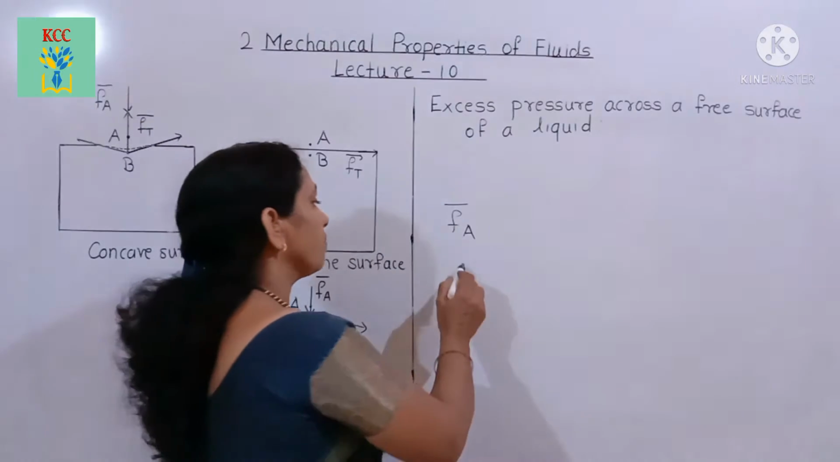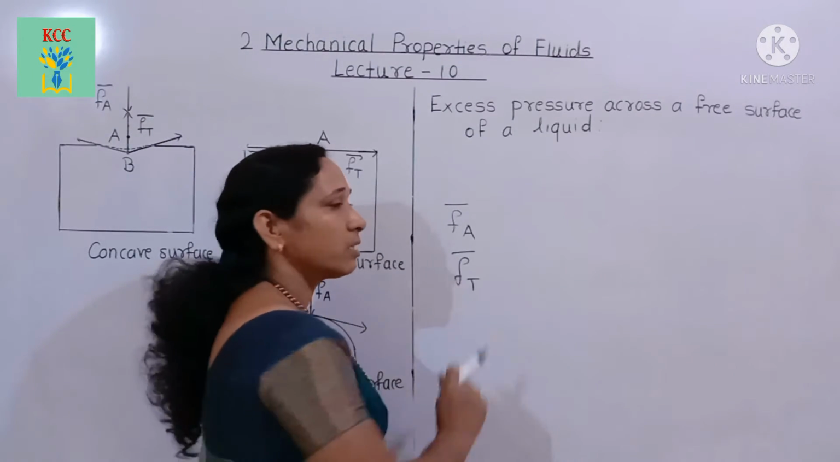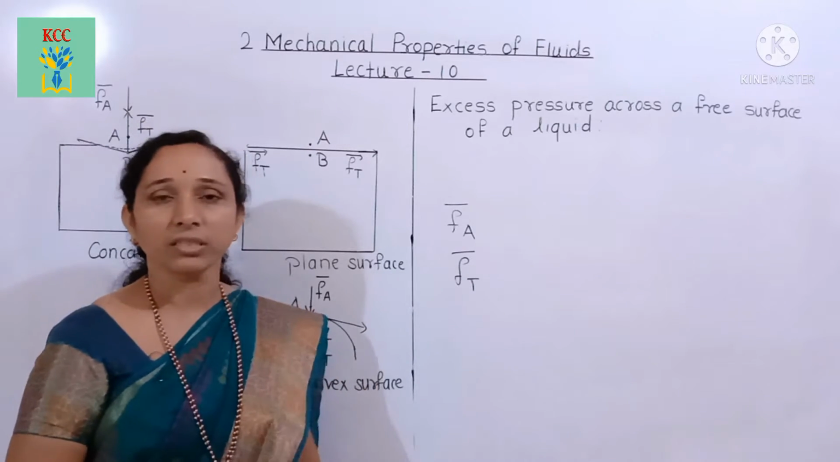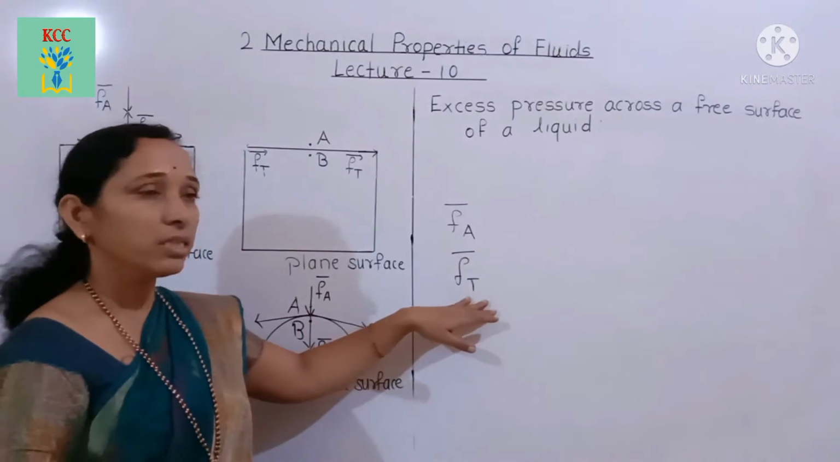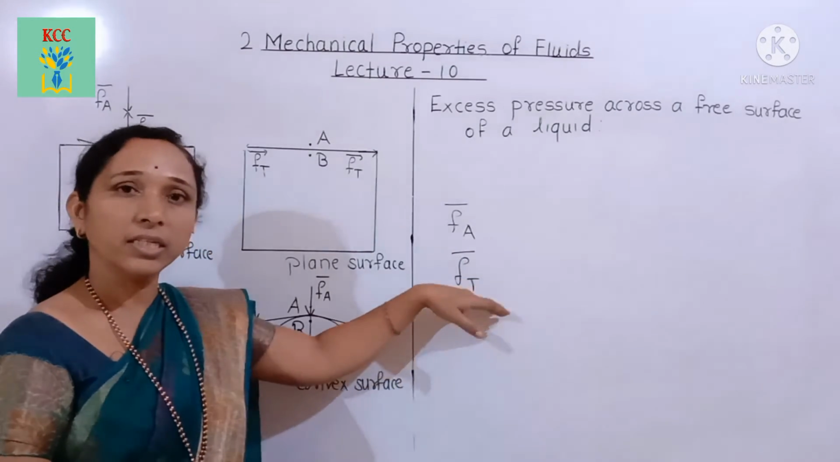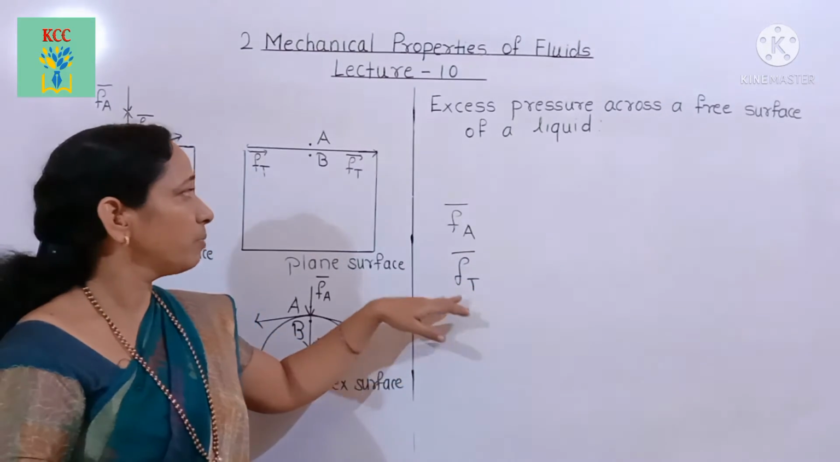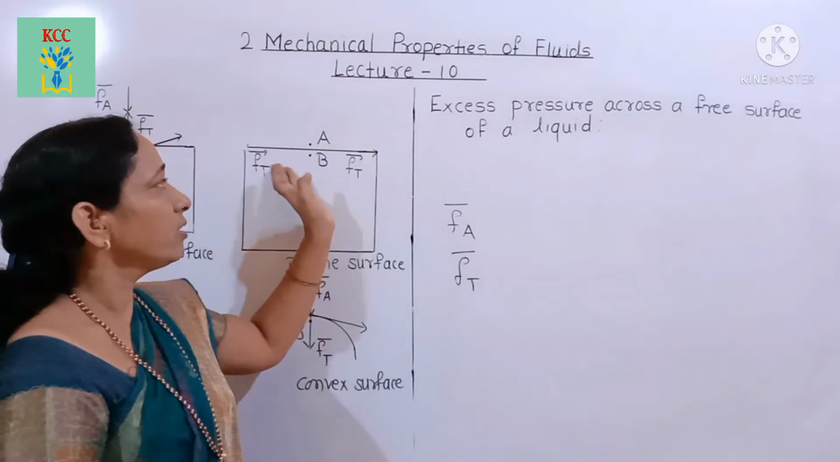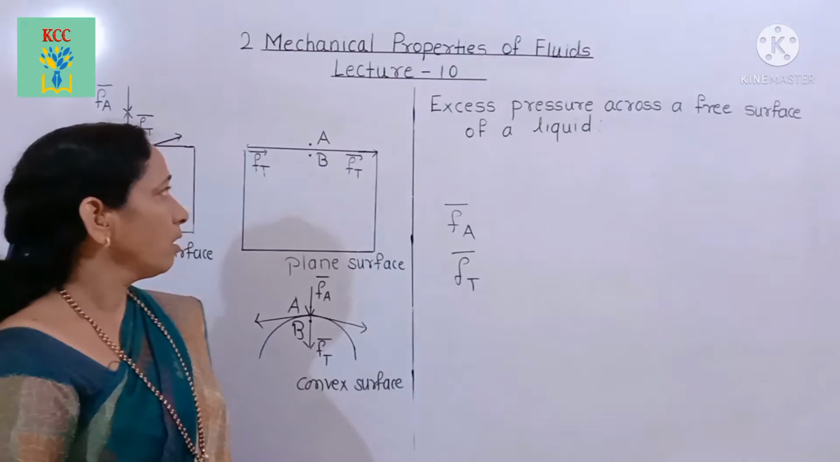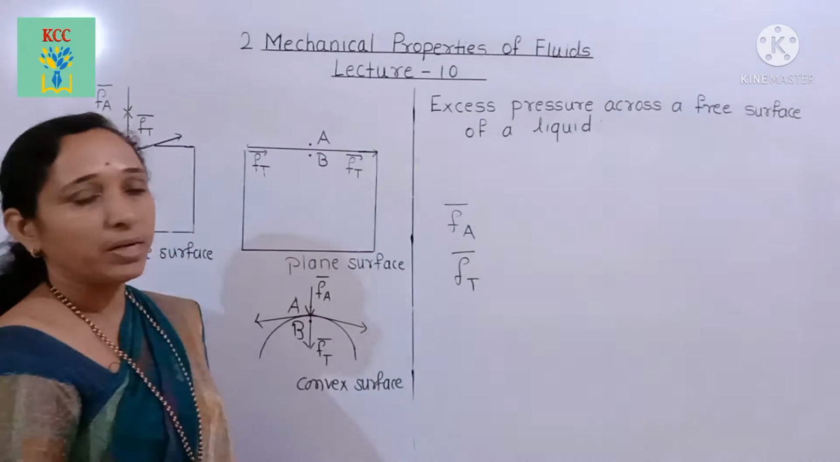And suppose Ft bar is the resultant force due to the surface tension of a liquid surface. Ft bar is the resultant force, and this resultant force determines the pressure at the point B, that is just below the liquid surface. We consider the plane surface.